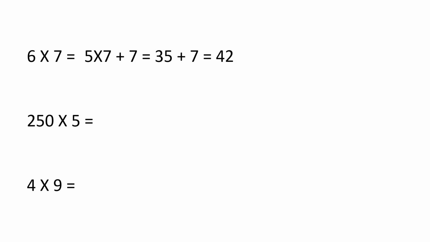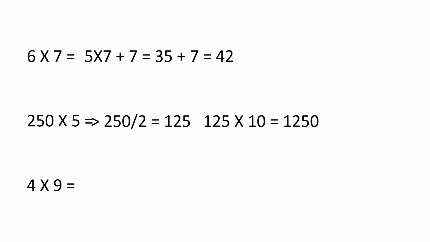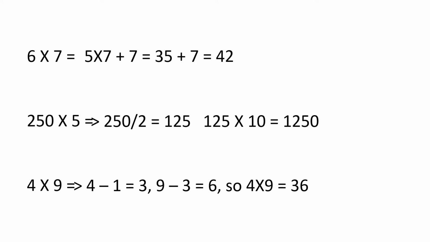Six times 7 can be broken down into 5 times 7 plus 7, which is 35 plus 7, or 42. When multiplying 5s, we cut it in half. 250 cut in half is 125. Then tack on a 0 for 1250. You can hold up your hands and put down the fourth finger, or you can subtract 1 from 4 and get 3, and 3 from 9 to get 6. Either way, we have 36.